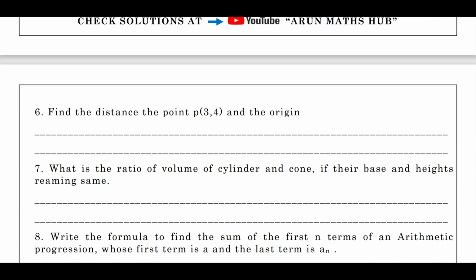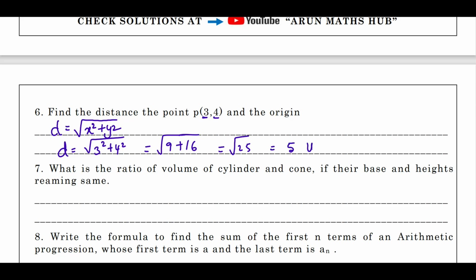Next question, the distance between the point P of 3, 4 and the origin. The distance between the origin and the point P is given by the formula d equals square root of x square plus y square. That is x as 3, y as 4. d equals square root of 3 square plus 4 square. 3 square is 9, 4 square is 16, what we get is square root of 25. Square root of 25 is 5, therefore the distance between the point P 3, 4 and the origin is 5 units.